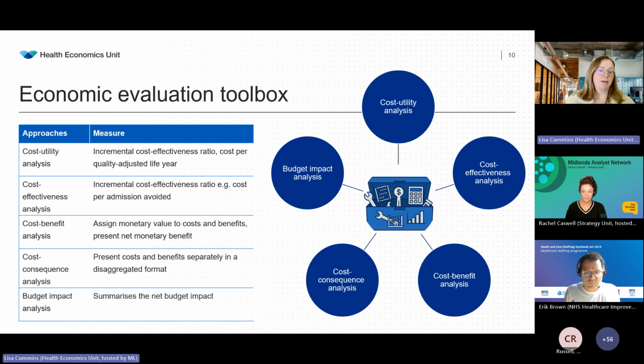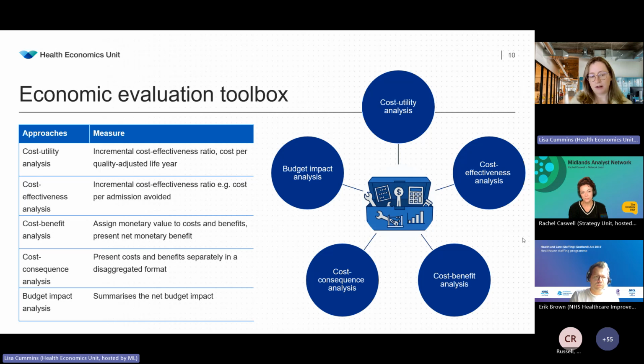In our toolbox for economic evaluation, there are a number of different approaches that we would select from. Cost utility analysis helps us answer questions around which intervention provides the most health benefit for the money being spent. The unit of measure you would report is an incremental cost effectiveness ratio, specifically a cost per quality adjusted life year. Cost effectiveness analysis helps us answer questions around which intervention achieves the greatest impact at the lowest cost. We may describe that outcome of interest as admissions avoided, for example, and the unit of measure would again be an ICER, but cost per admission avoided.